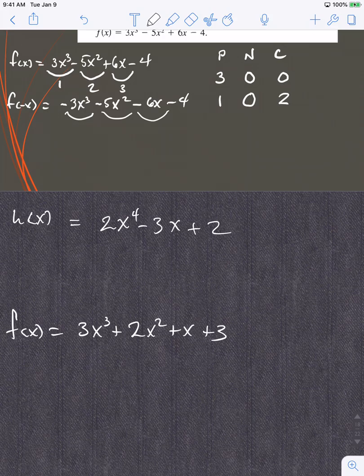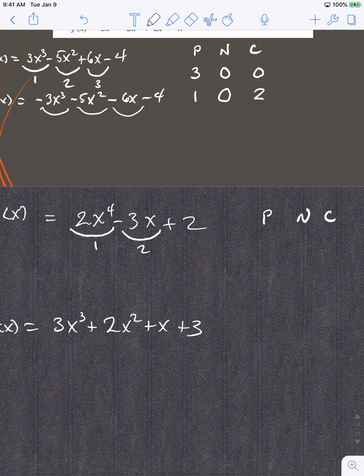So here's h of x, and notice we're just going to go ahead and do the positive, negative, and complex. We're going to do the first test. We're just going to look at our polynomial and see if there's a sign change. So here's one, and then here's another one, and then there's no sign changes beyond that. So there are two possible positive zeros that are real, or there are none at all.